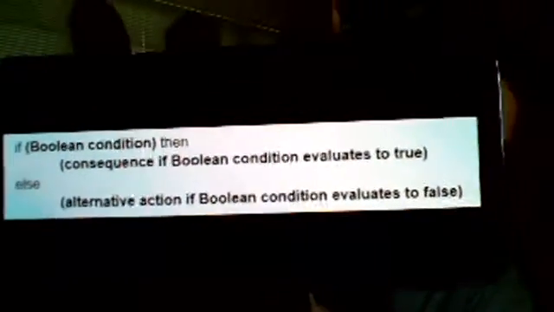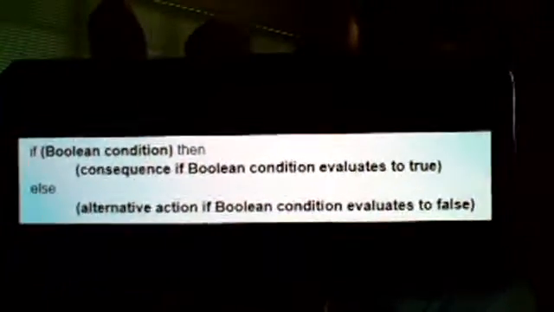Now, there are many different structures for conditional statements, but here is the most basic one that you might come across when programming. It's called the if-else construct, and it usually looks something like this. I'm hoping you can all read that. So, if Boolean condition, then consequence if Boolean condition evaluates to true, else alternative action if Boolean condition evaluates to false.